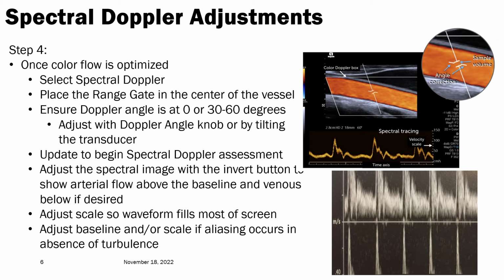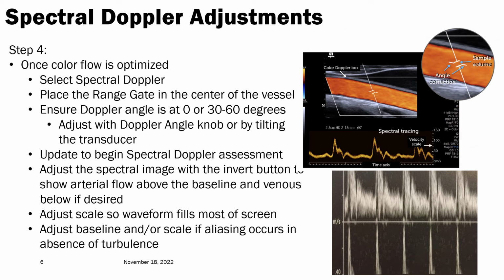Okay, so now we've talked a little bit about optimizing your B mode imaging, then your color flow. And now if you decide that you wanted some velocity or some resistance evaluation of your vessel, then you can add in your spectral Doppler. So with spectral Doppler, you want your B mode optimized, then you want your color mode optimized, and then you can add in your spectral gate.